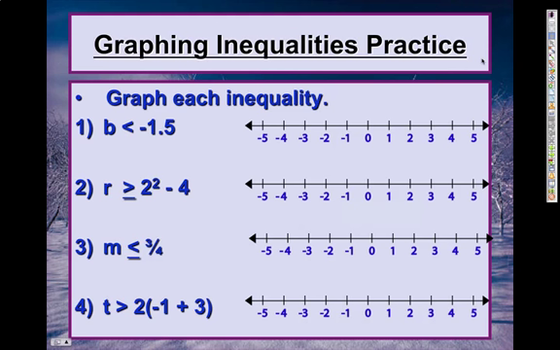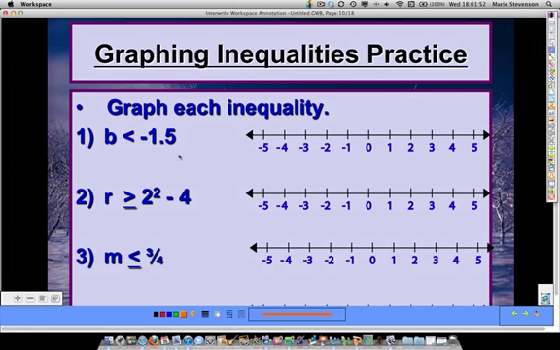Okay, now that you've gotten a chance to do these, I'm actually going to do them right now. Okay, so first things first. First one, b less than negative 1.5. Okay, so see how it's less than? So it's an open circle. That's negative 1.5, so that's between negative 1 and negative 2. So I'm going to put it right here, open circle. And it's less than, so I'm going to shade to the left and I'm going to draw an arrow.